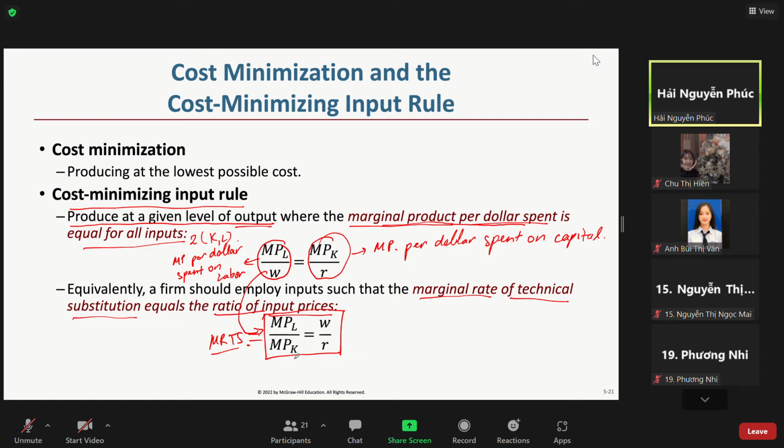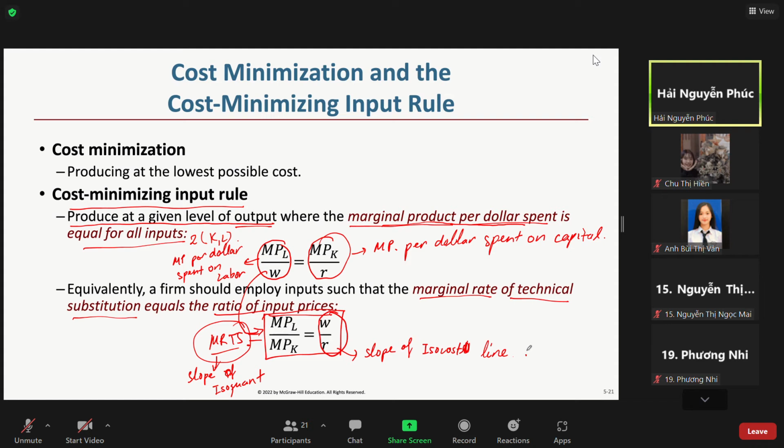And recall that graphically, the MRTS tells us about the slope of the isoquant. The ratio of input prices is the slope of the isocost line. The isocost line. Okay.